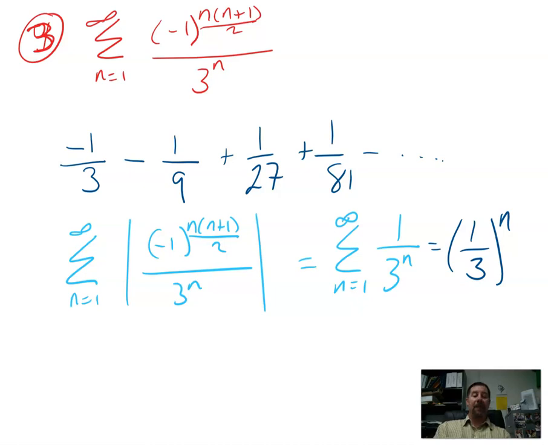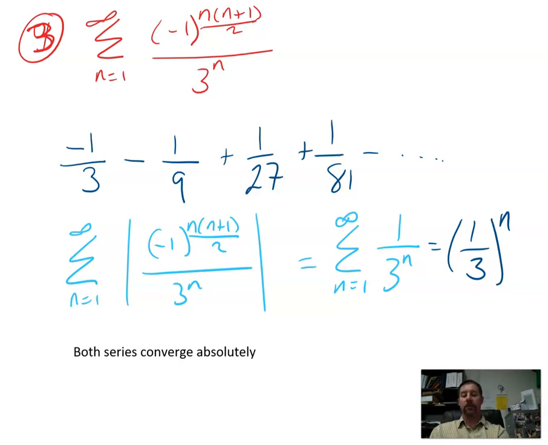And because the absolute value converges, then the whole thing will converge absolutely. So if the regular series converges and the absolute value series converges, then it converges absolutely. Or just if the absolute value converges, then we know they both are going to converge absolutely. So in this case, both those series converge, and they converge absolutely.